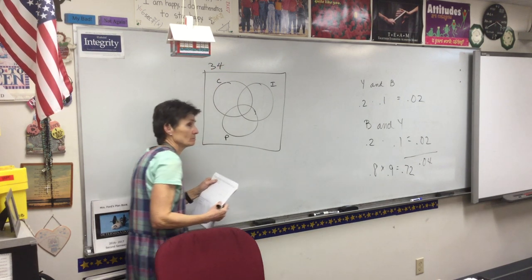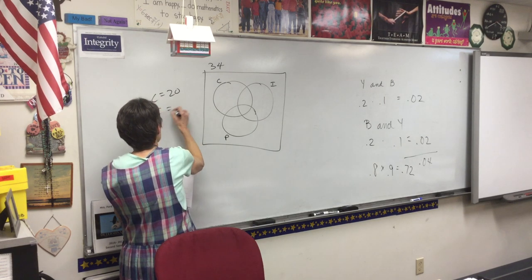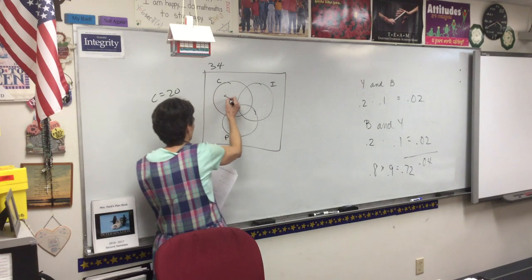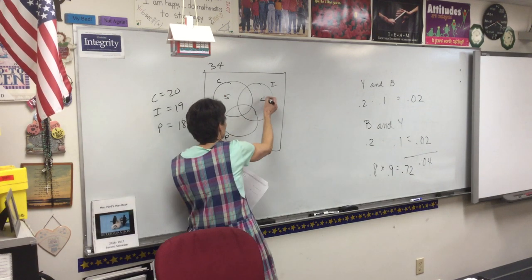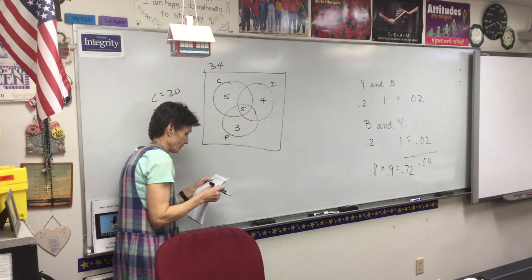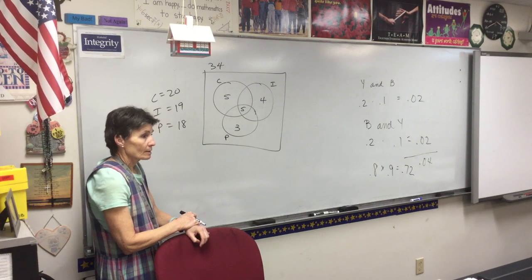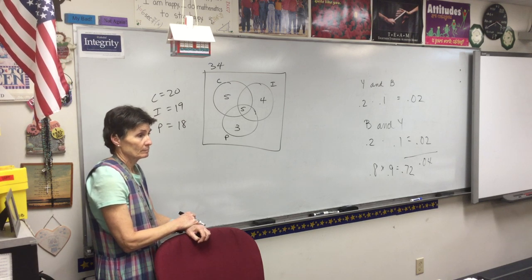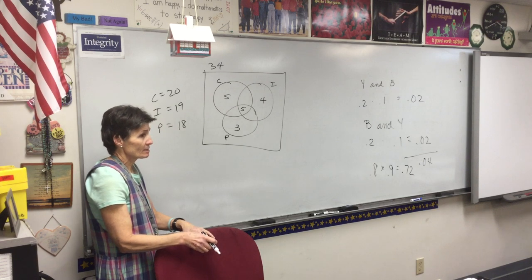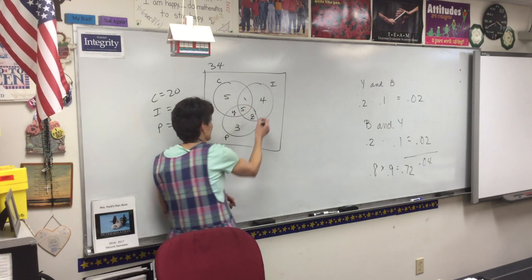34 total. And computers is 20. iPads is 19. And pencil and paper is 18. Five are only computers. Four are only iPads. Three are only paper. Five use all three. Is everybody good to that point? Okay, so what do we do now? We've got to figure out what these other regions are, so we can answer the question.